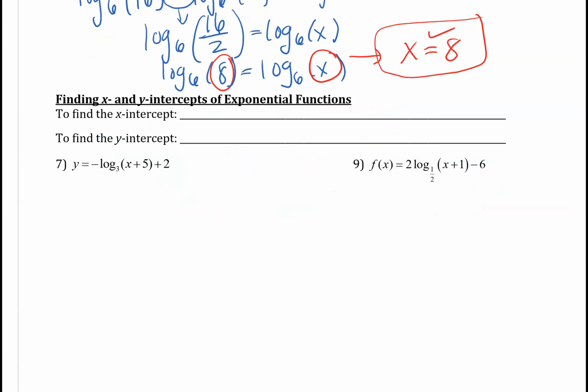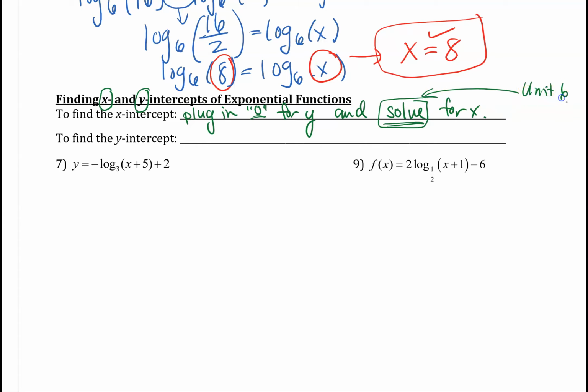As has been our custom with our note outlines in Unit 6, we're going to end with finding x and y intercepts, now that we're able to do that for all our functions. Just as a reminder, to find the x-intercept, we plug in 0 for y and solve for x. Those are always a little harder because it involves solving, and that's why we had to wait for Unit 6. That's what Unit 6 is all about.